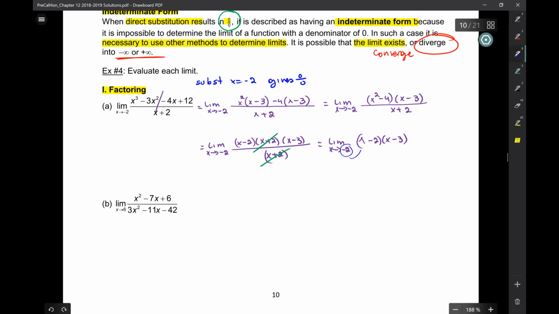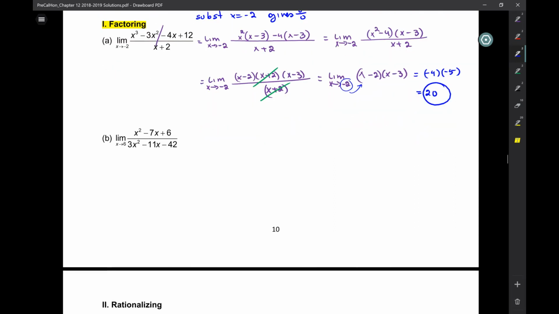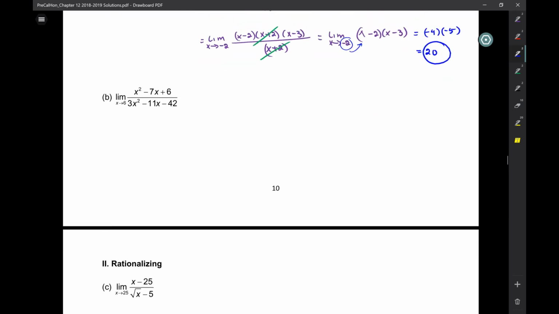Now I plug in my negative 2, and I can drop the limit. So this is negative 4 times negative 5, 20. You see that? We made it go away. So at first we're like, oh my God, 0 over 0, the world's over. No, you get 20. But x doesn't equal negative 2. X is approaching negative 2. You see, this is limits.